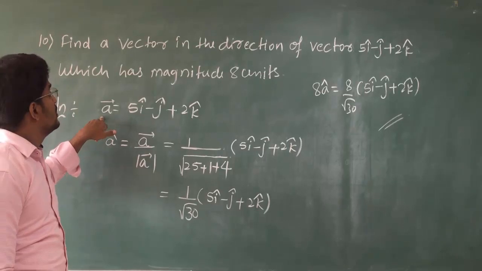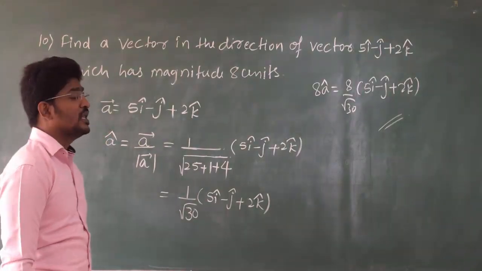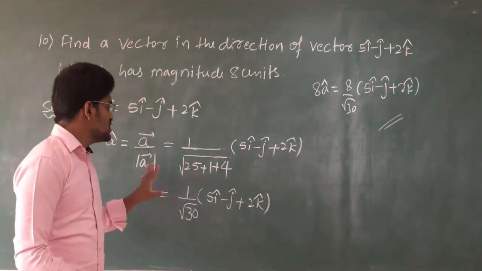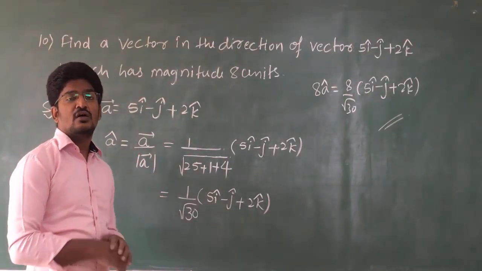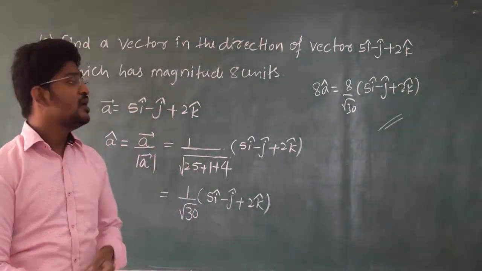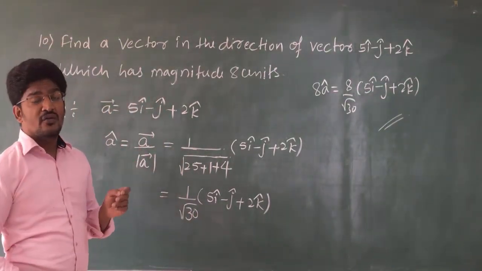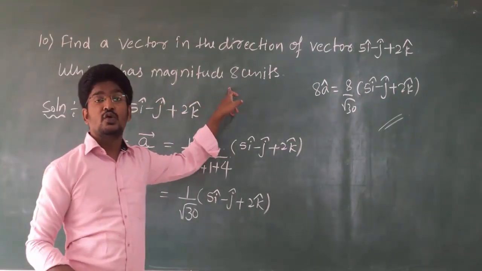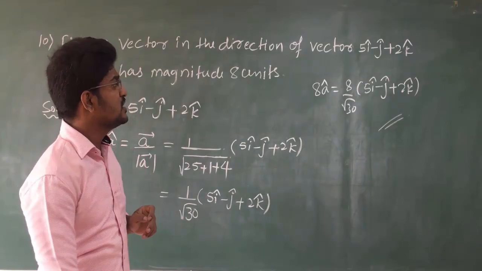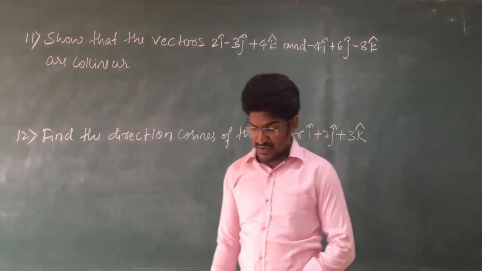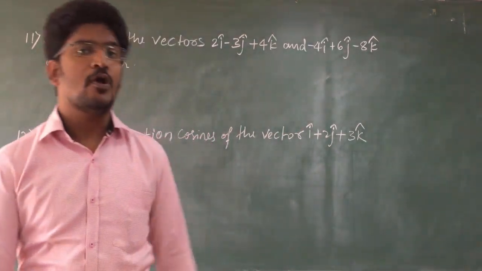Are you clear? Now let us move to the 11th problem. But before going to the 11th problem, please understand this. If you don't understand, don't go to the 11th problem. Watch this video again. How to calculate a vector in the direction of vector A with magnitude 8 units, because they can ask it in the exam. Clear? Okay students, now let us go to the 11th and 12th problems.